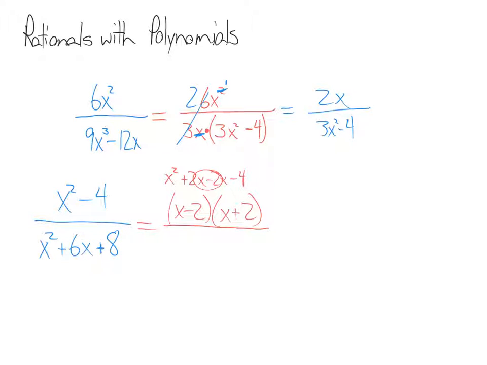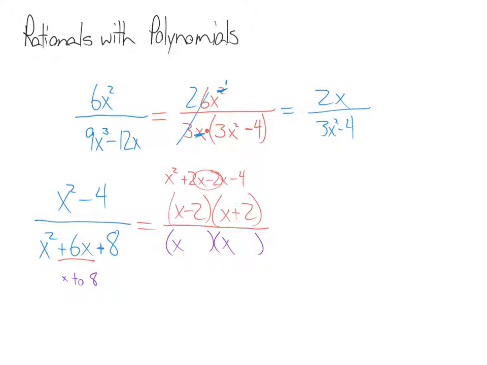Let me do the same thing for the bottom. Well, notice the bottom has a middle term, so we have to use a slightly different strategy. We're still going to do 2 sets of parentheses. But this is where, remember the product sum? It's an x squared, so it's going to be x and x. But you need 2 numbers that multiply to get 8.